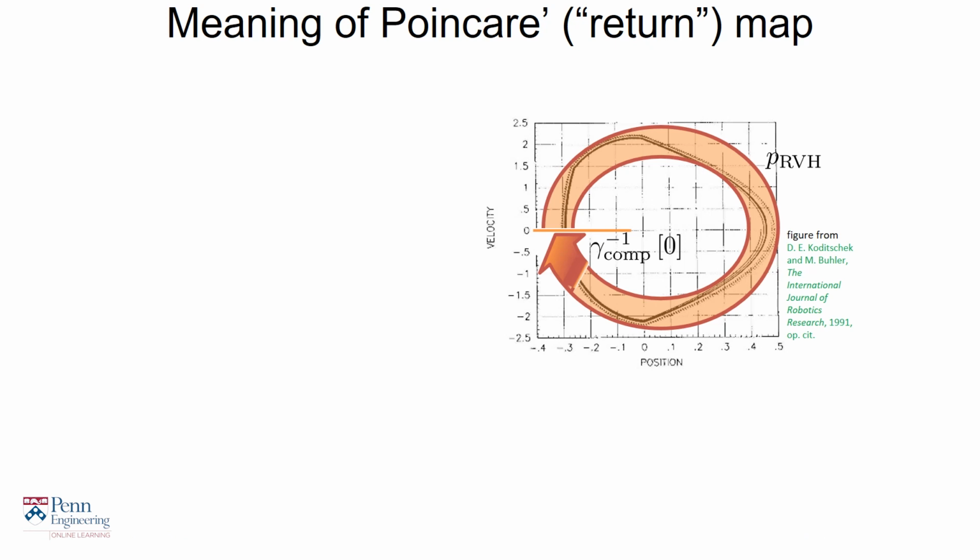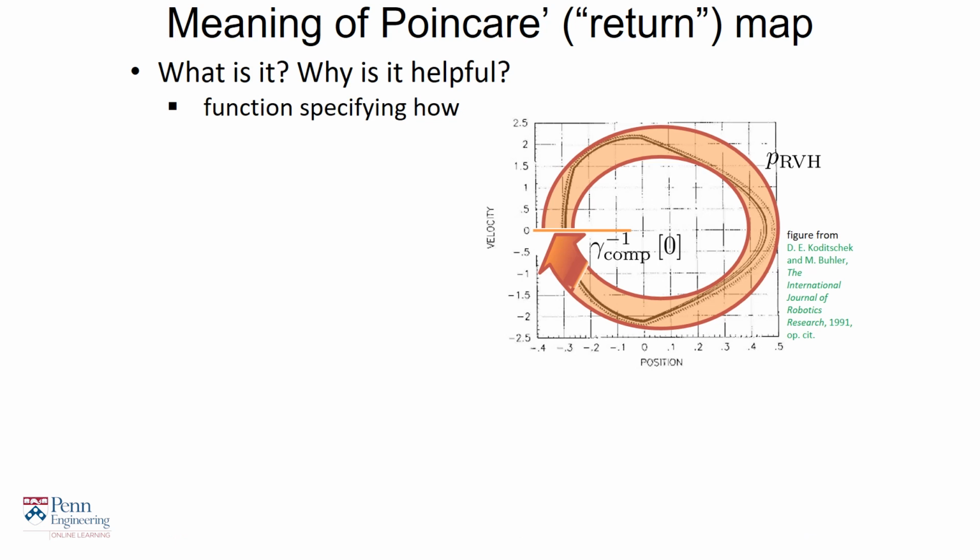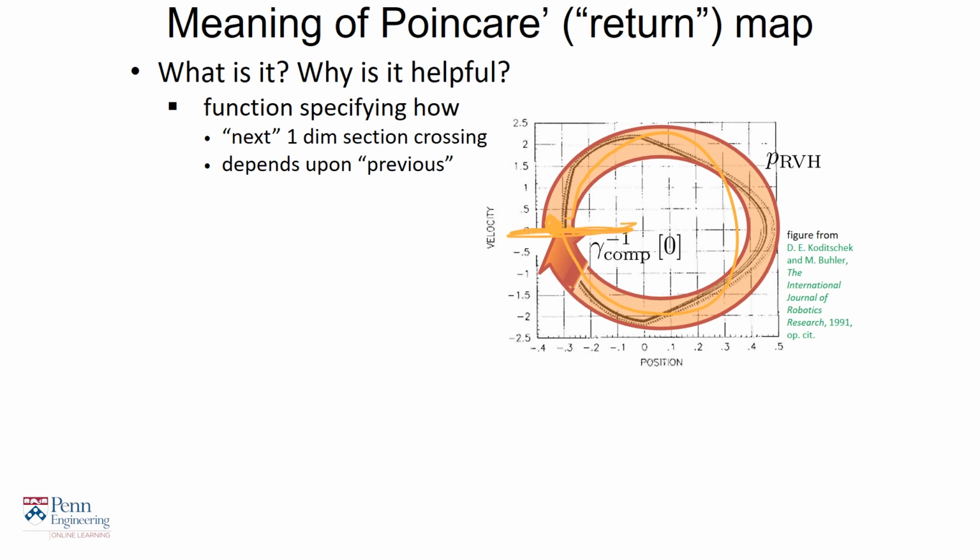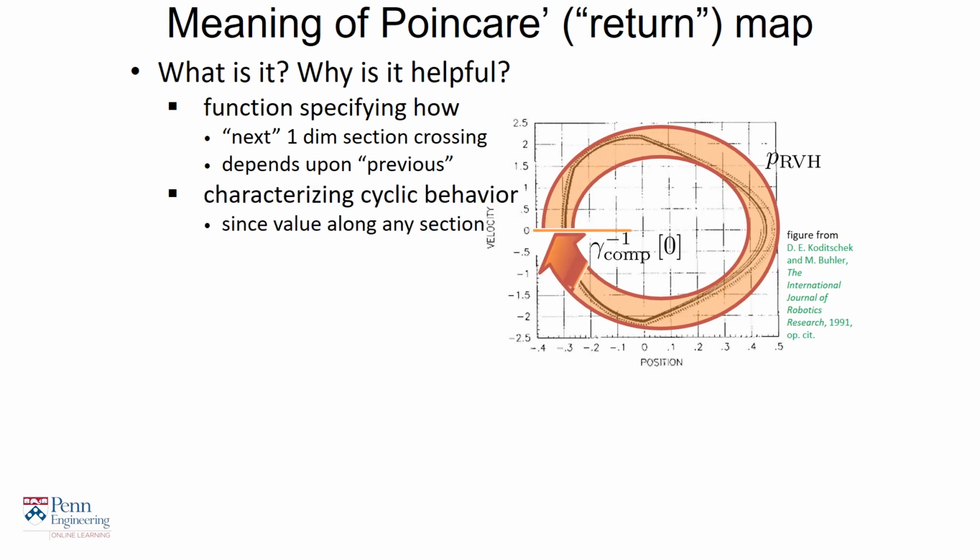Let's drill down on what the meaning of this Poincare or return map might be. What is it? Why is it helpful? What is it going to tell us? It's a function that specifies how the next crossing, let's say to here, depends upon the value at the previous crossing. So it's a map that takes initial conditions on this section into the next return conditions on that same section. And it's going to characterize the cyclic behavior.